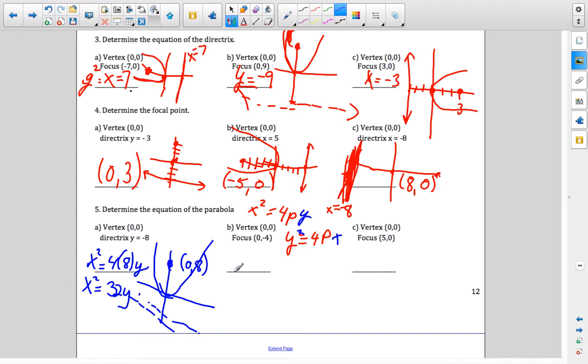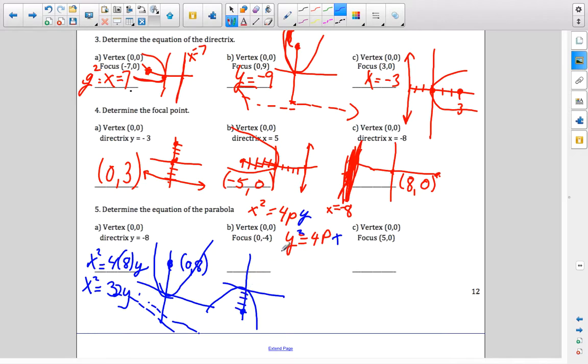Okay, and the next one. If we have a vertex at (0, 0) and our focus is at (0, -4), let's look and see what that one looks like. So here's our focus at (0, -4), and we have a vertex at (0, 0). Now I want to know, what is the directrix?